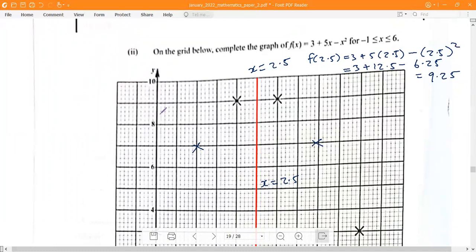All right, 9.25 is where we will have our maximum point of the graph, right? So we have 9 here, right? 0.2, 0.4, 0.6, 0.8, 0.2, 0.4. So it's just a little above here, where we'll get to our maximum point. We cannot get it accurately because of the scale, all right?